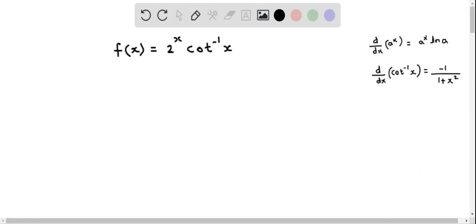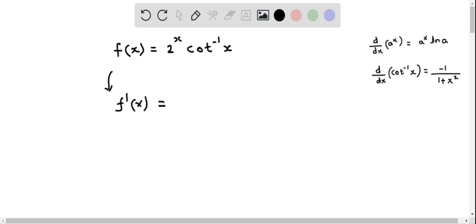We will now find the first derivative of this expression, that is f of x is given as 2 to the power x times cot inverse of x. So let's find the first derivative. The derivative of f of x is written as f prime of x.